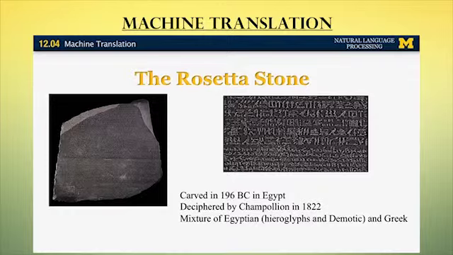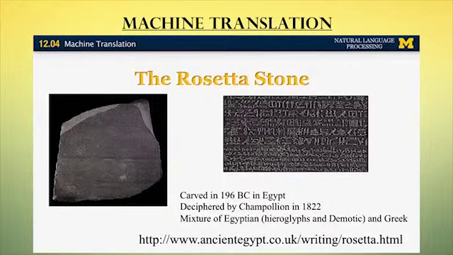This stone was carved in Egypt in 196 BC, and it was only deciphered by contemporary humans by Champollion in 1822. And the way he deciphered it was to figure out that those texts, even though they were in different languages, were translations of one another. And he was able to figure out, using some pattern recognition, or manual pattern recognition, which symbols in one of the languages matched which symbols in the other language.